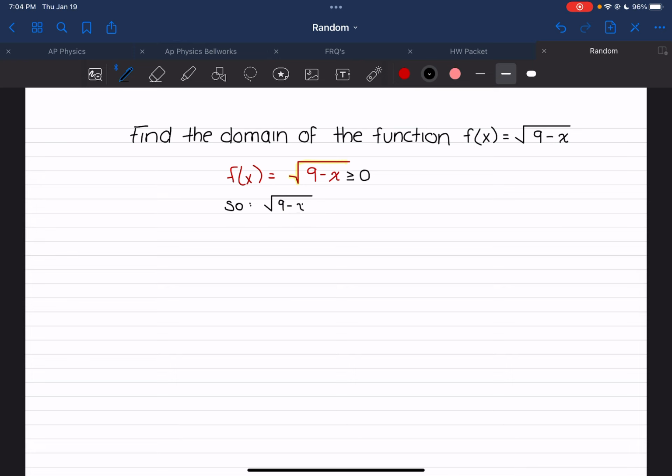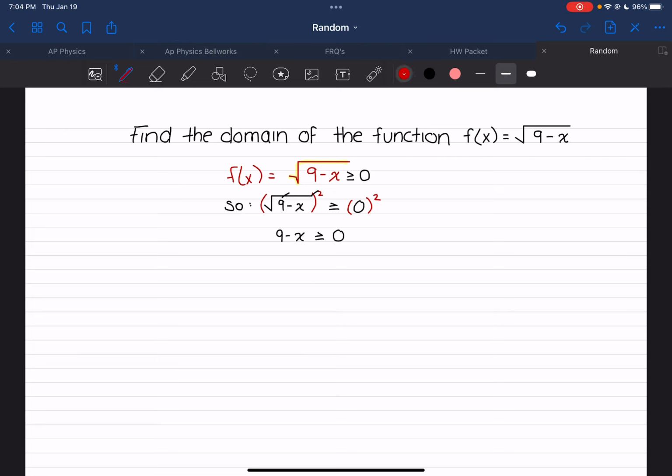Now, in order to solve for this, I would do that the square root of 9 minus x is greater than or equal to 0. With that, I would solve for x. So in order to solve for x, I have to get rid of the square root. So I'm going to square both sides, and 0 squared is 0, and this cancels the square roots, and it just becomes 9 minus x is greater than or equal to 0.